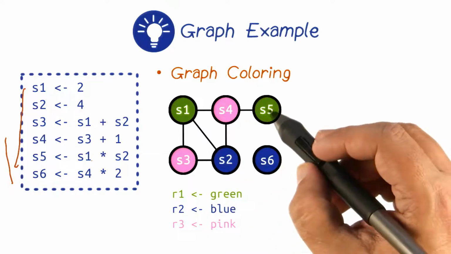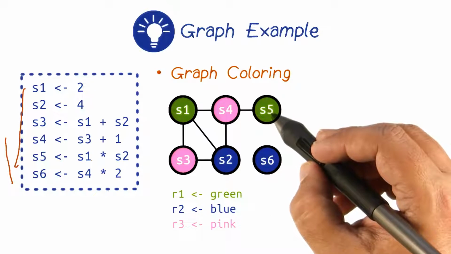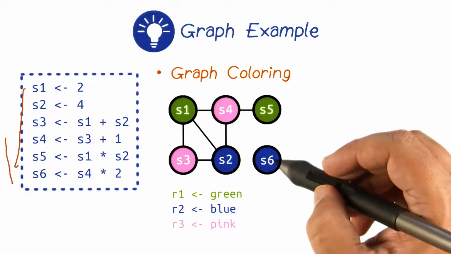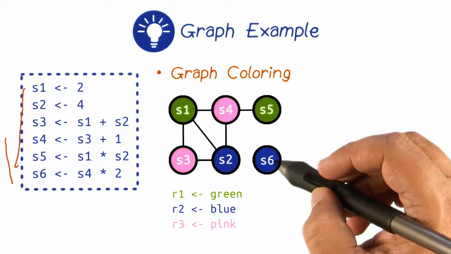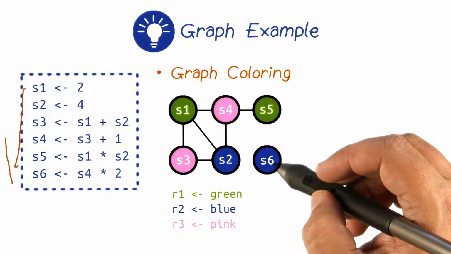And in a similar way, if we keep proceeding, now if we have pink here, either one of the blue or green would be okay here. In this particular case, we have decided to give it green. And since this guy is not connected to anybody, it's standing by itself, any register would be just fine for it. In this case, we decided to give it blue.